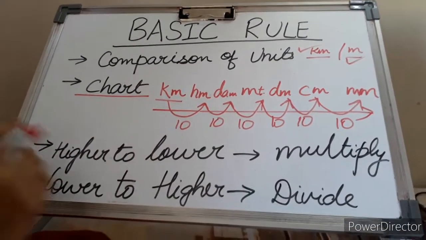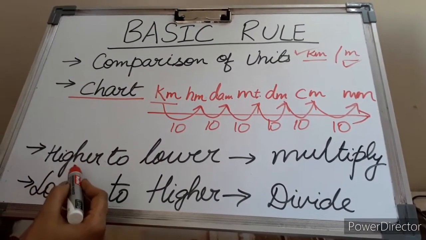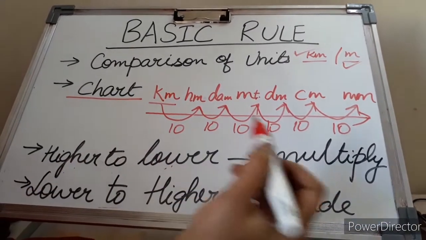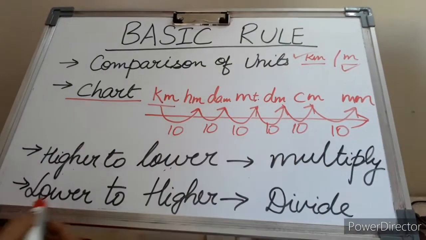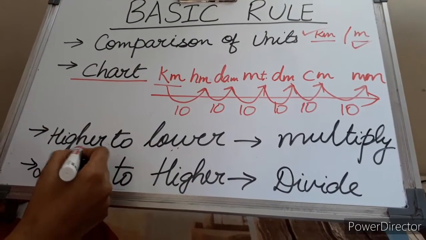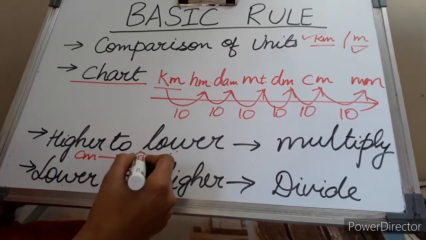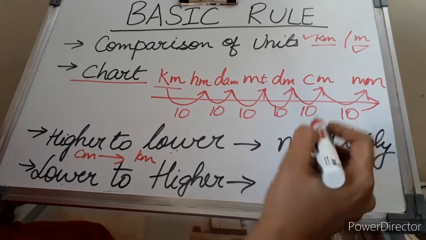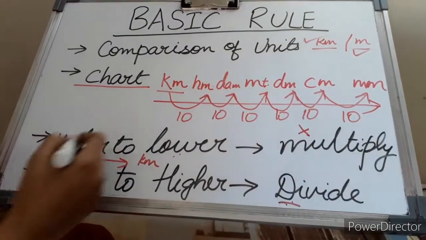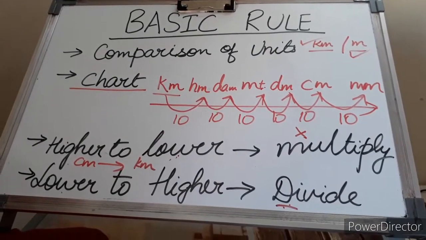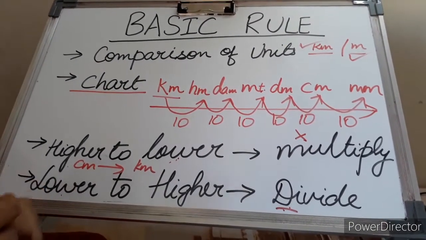Third rule is what? When we change from a higher to a lower unit, we have to multiply. When we have to go from a lower unit to a higher unit, suppose from centimeter we have to convert to kilometer, then we have to divide. And when we have to convert higher to lower unit we have to multiply. So these are the three basic rules we should always keep in mind while converting units.